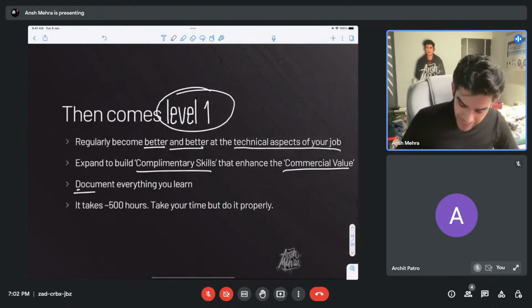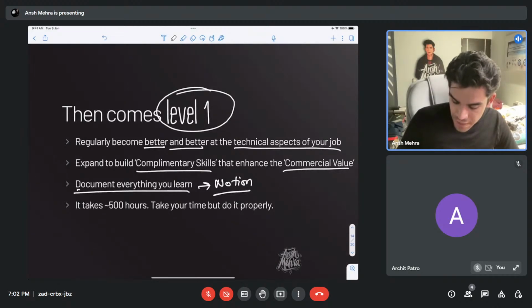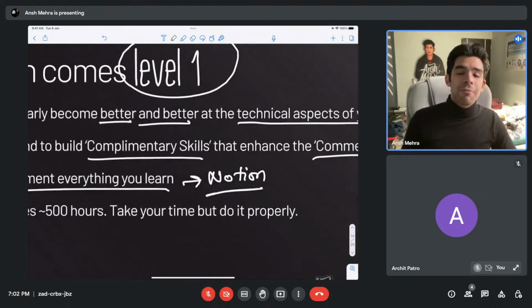Third, document everything you learn. There is a software called Notion. I would recommend every single person to go to Google and figure out how Notion works. This one documentation software is going to change your life.